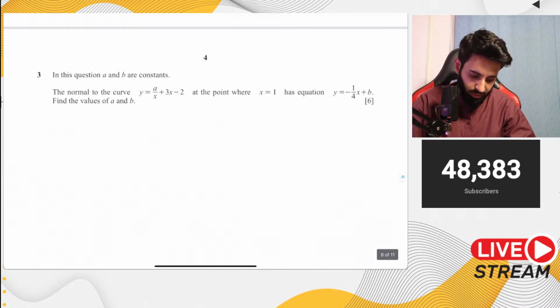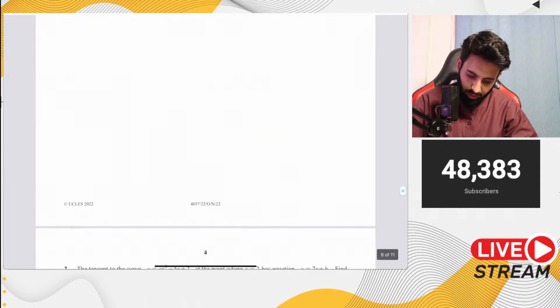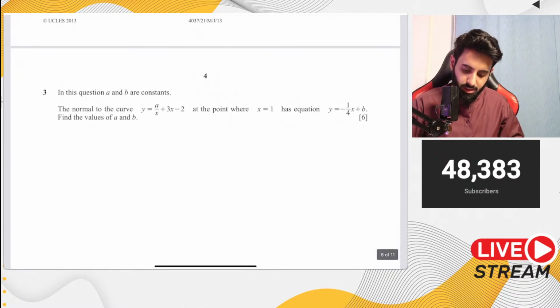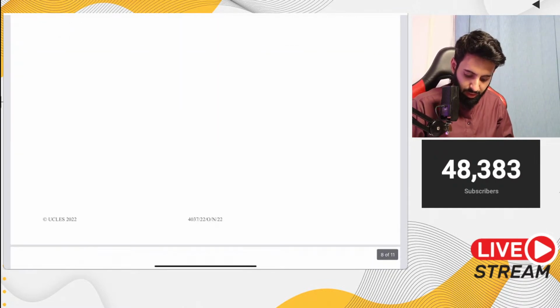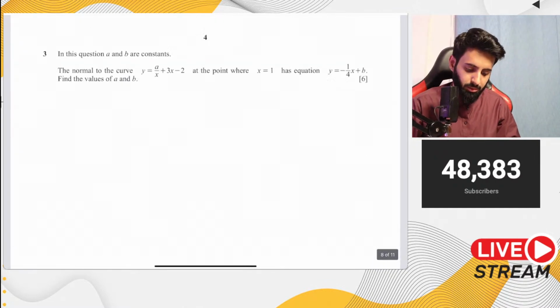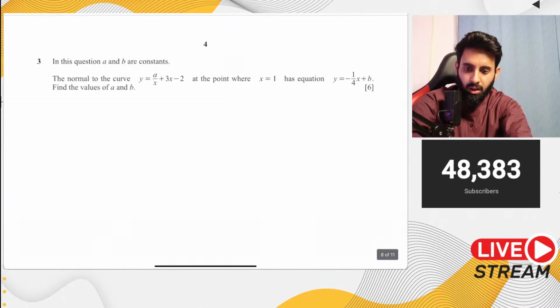Okay, let's do another question. This is a fairly recent question. It is from October-November 2022, paper 2, variant 2. Now let's see what's what.